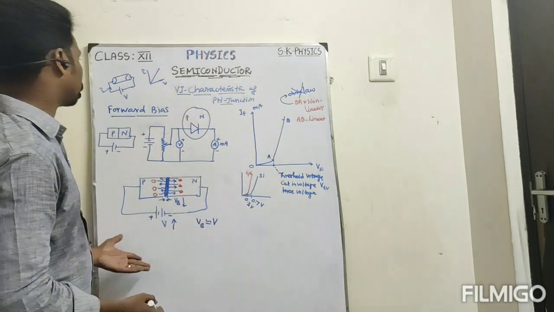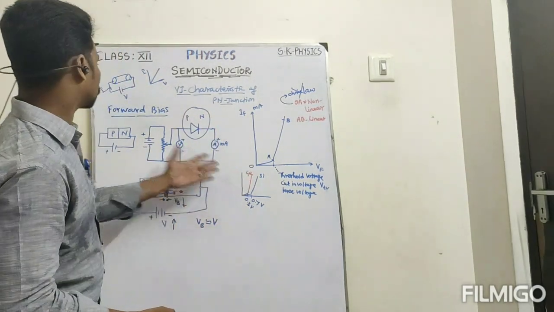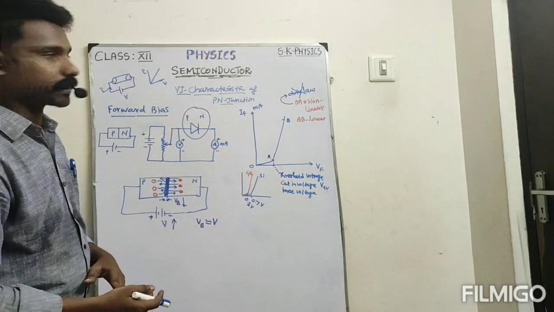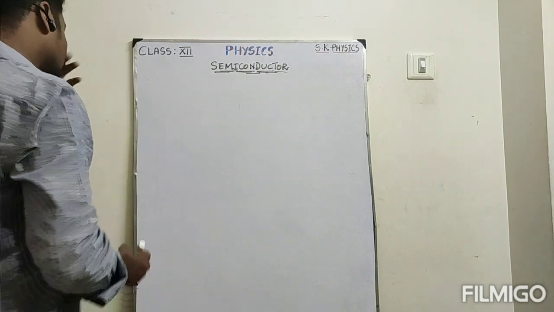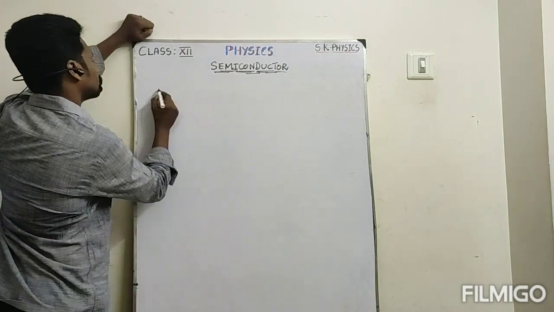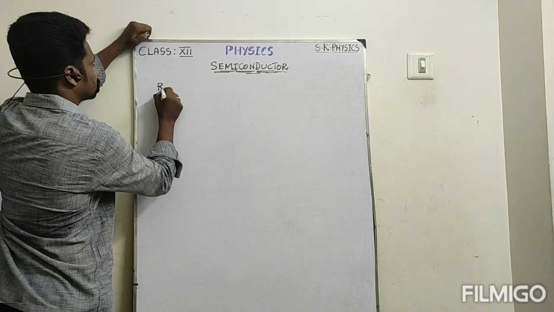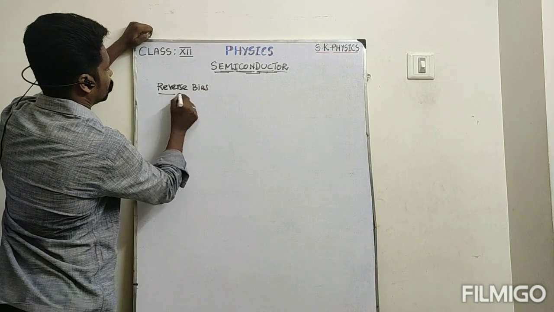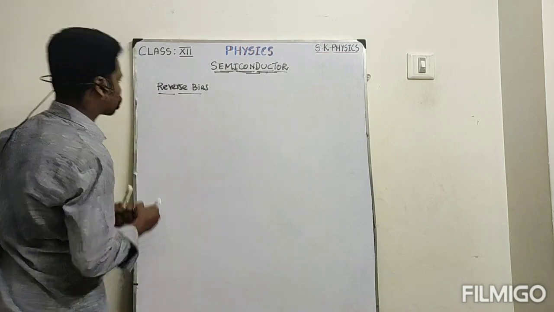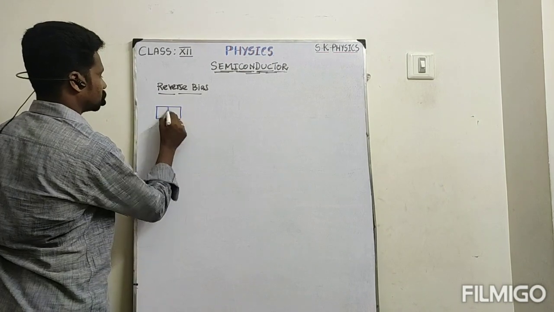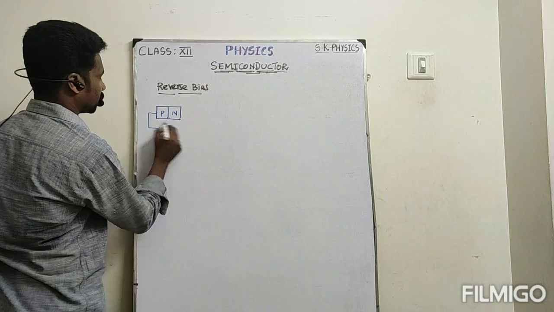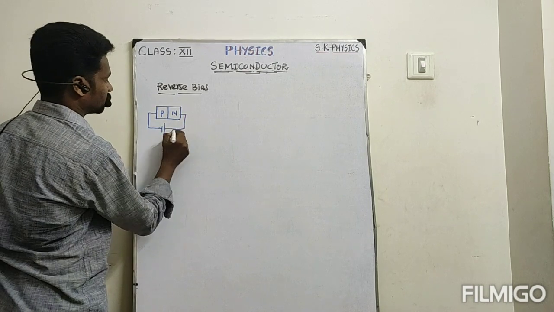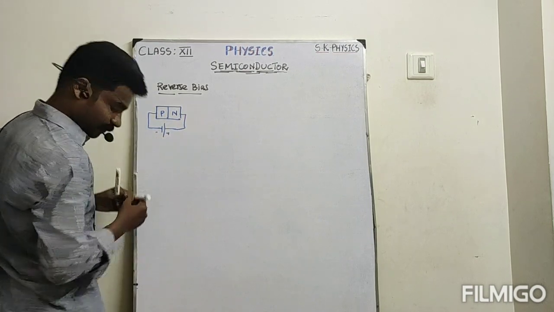Then one more point: comparing with reverse bias, in forward bias the resistance is less. Dear students, now reverse bias. In reverse bias, the P region is connected with the negative terminal and the N region is connected with the positive terminal. So this is known as reverse bias.